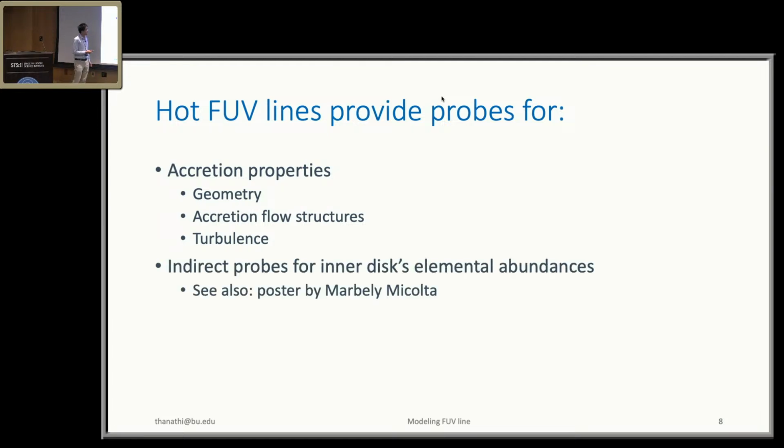And it can also, if we are lucky, give us an indirect probe of inner disk elemental abundance. If we can measure the abundance in the accretion flow, that is going to be the same elemental abundance as the inner disk of the star. If we can model these lines and derive abundances from them, that's a probe of the abundance. Also see a poster by Marbelli, where she modeled the atomic lines in the accretion flow that are not hydrogen, and also got some abundances from that.